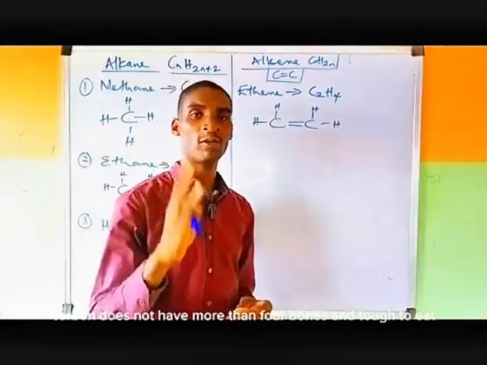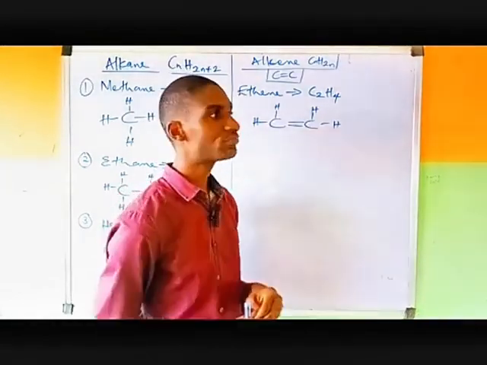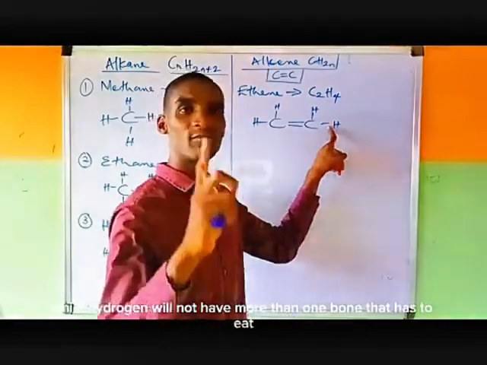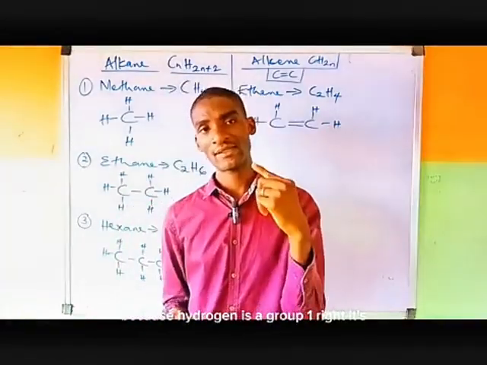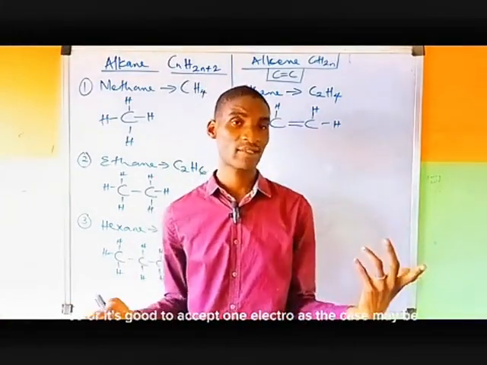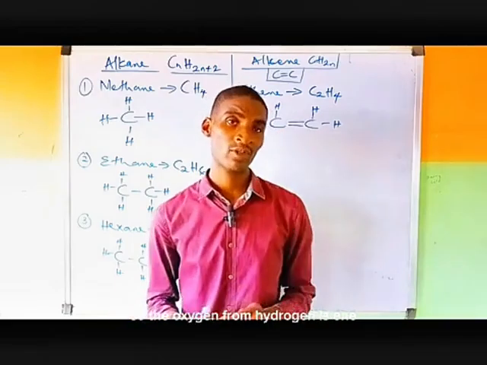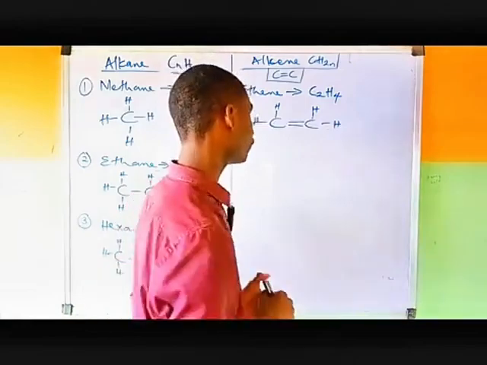Carbon does not have more than 4 bonds attached to it because it requires just 4 electrons to attain stability. While hydrogen must not have more than 1 bond attached to it because hydrogen is in group 1, all right? It donates 1 electron, or it's going to accept 1 electron as the case may be. So the oxidation of hydrogen is 1, and so hydrogen can only have 1 bond attached to it.